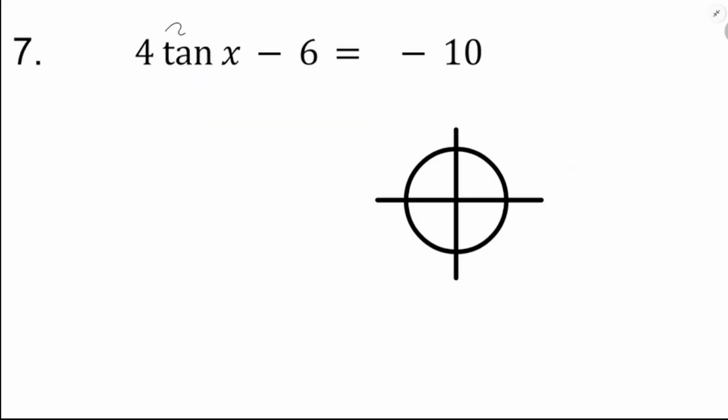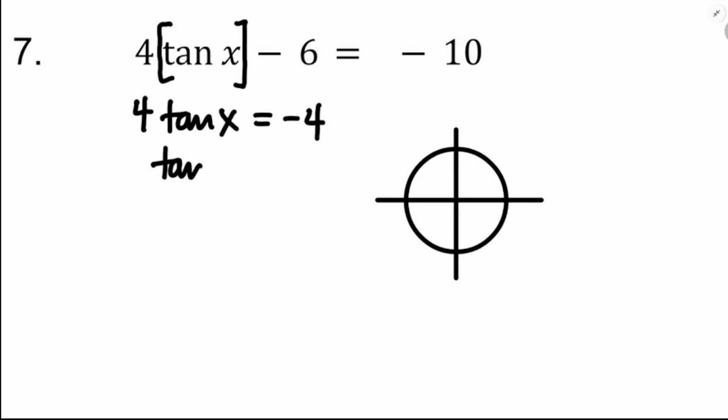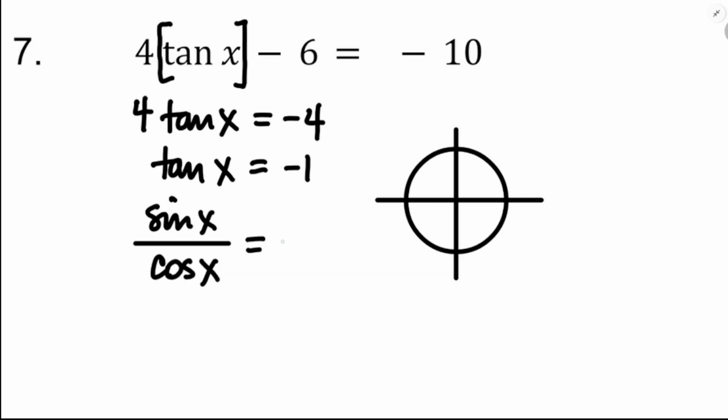All right, now we've got another one with tangent. So first I'm going to work to reduce it now to tangent x equals some number. So I'm going to add 6, so 4 tangent x equals negative 4. I'll divide both sides by 4. Tangent x equals negative 4 over 4, that's going to be negative 1. All right, so that means that sine x over cosine x equals negative 1.